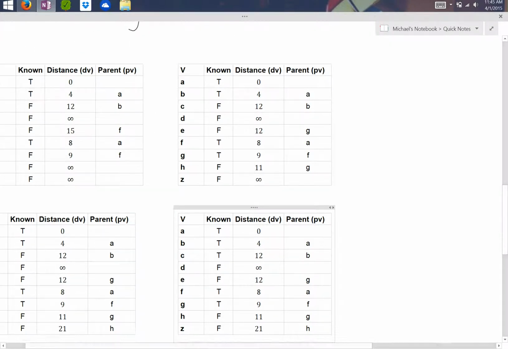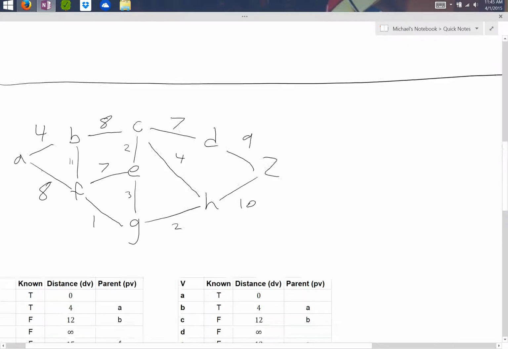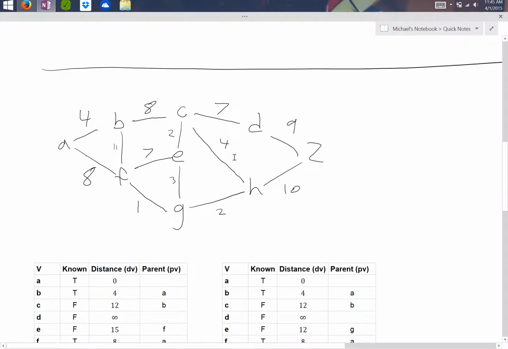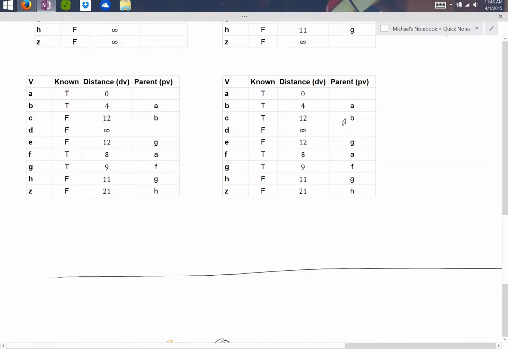Go up, and we know 12 is the value associated with C currently. That's the cost. So 12 plus 8 is 20, and that can get us to B. So is 20 less than whatever's at B? Oh, turns out B's marked true, so we don't even care.